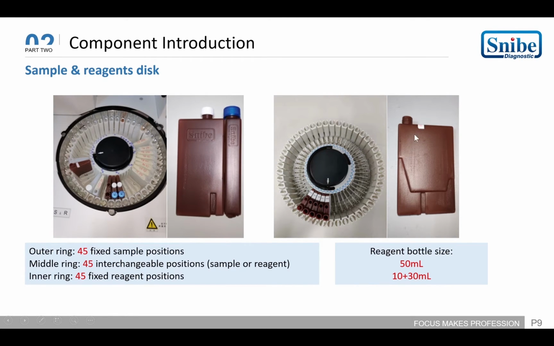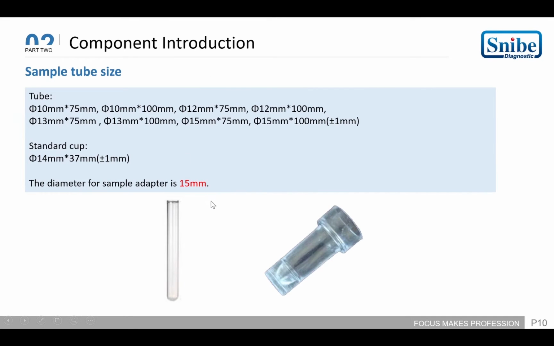For the reagent, there are two sizes. One is 50 milliliter, another is 10 to 30 milliliter. This is the 50 milliliter one. This one is the 10 to 30 milliliter one. So this is all about the sample and reagent disk. Now this one is for the sample tube size, standard cup or another one. It depends on yourself.